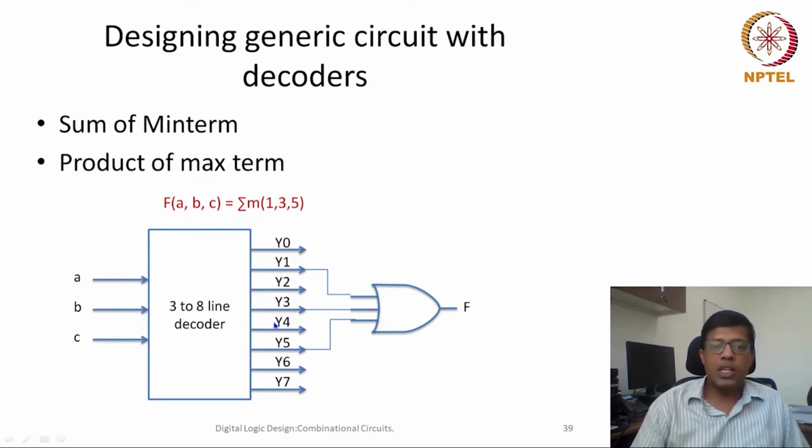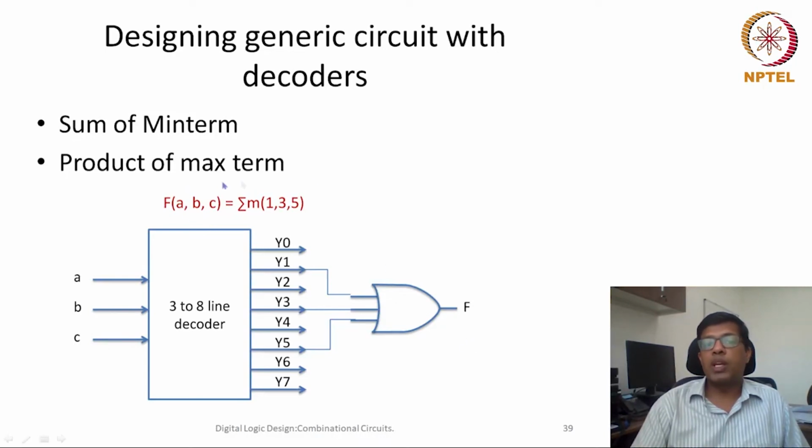It's pretty straightforward to understand. You see that ABC was the input, and each of these outputs was representing only one min term. So whatever the function is, let's say the function was f(a, b, c), and we want a sum of min terms 1, 3 and 5, then I can have an OR gate which does an OR of line number 1, line number 3 and line number 5. So I can have this function.